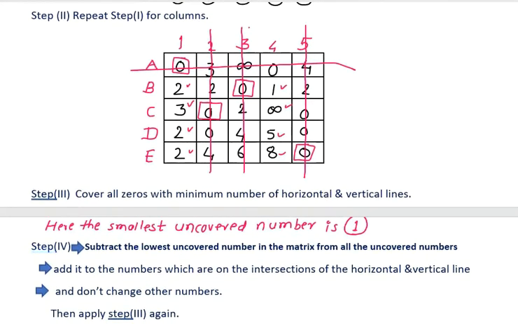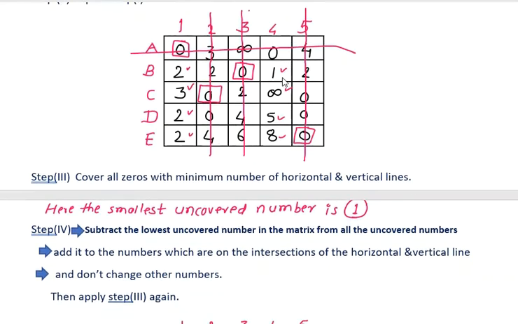So what is step number 4 now? Subtract this 1 from all the uncovered numbers. Add it to the numbers which are on the intersection of horizontal and vertical lines. There are 3 numbers on the intersection: 3, infinity and 4. We have to add 1 to these 3 numbers and not change the other numbers.